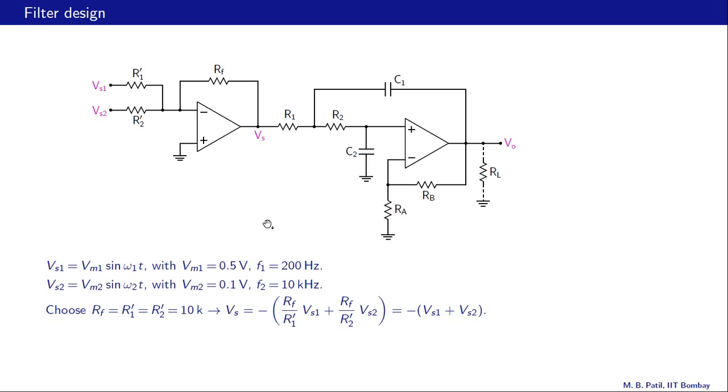Let us come to the second part now, in which we want to perform a time domain simulation with an input voltage which is a sum of two sinusoids, Vm1 sin omega 1t, Vm2 sin omega 2t. The first one has an amplitude of 0.5 volts and frequency 200 Hz. The second has an amplitude of 0.1 volts and frequency 10 kilohertz. So we need to construct this op-amp summer first, and then apply two input voltages here, and then drive the filter, this circuit. Alright.